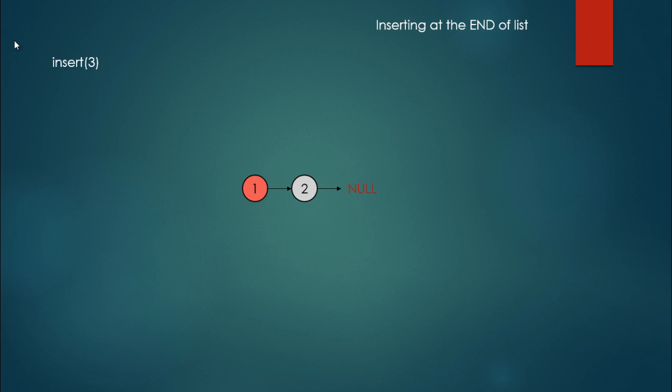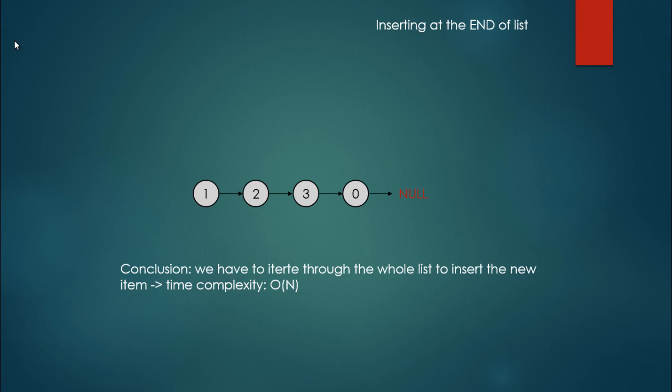If we want to insert the 3, we have to go through node 1, node 2, it is the last item, so we insert it. If we want to insert 0, we have to go through the whole list, 1, 2, 3, and 4. And we insert at the 4th position the value 0. So as you see, inserting at the end of the list has linear time complexity. So that's the conclusion. We have to iterate through the whole list to insert the new item.